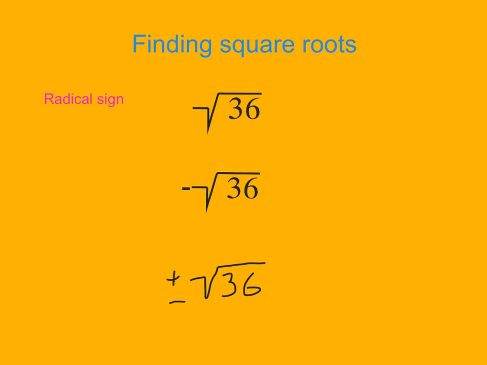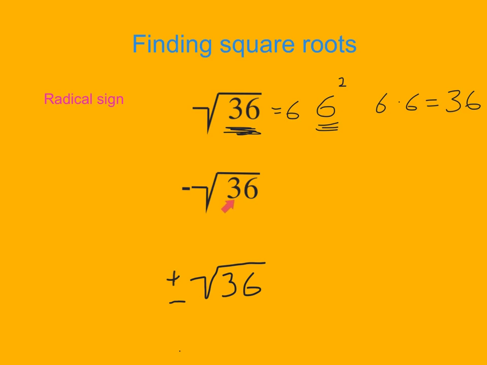So to find the square root of a number, we're looking at what number we can square in order to equal this number right here, 36. So I know in this case that 6 squared would be 6 times 6, and that equals 36. So the number I would square would be 6. So the square root of 36 would equal 6. If I was finding the square root of 16, I know that 4 squared is 16, so the square root of 16 would equal 4.